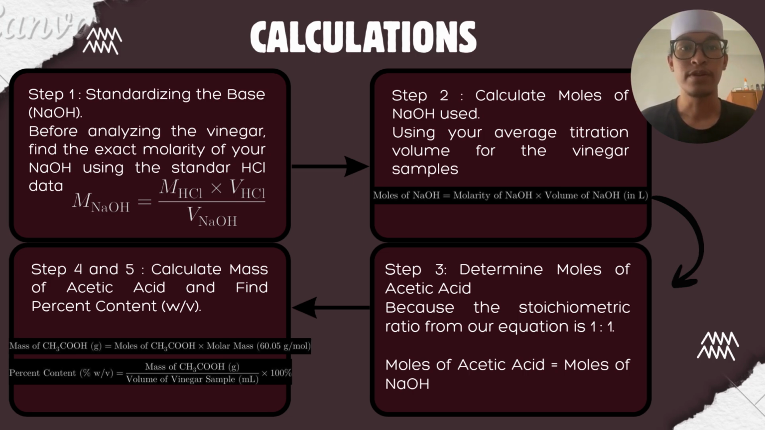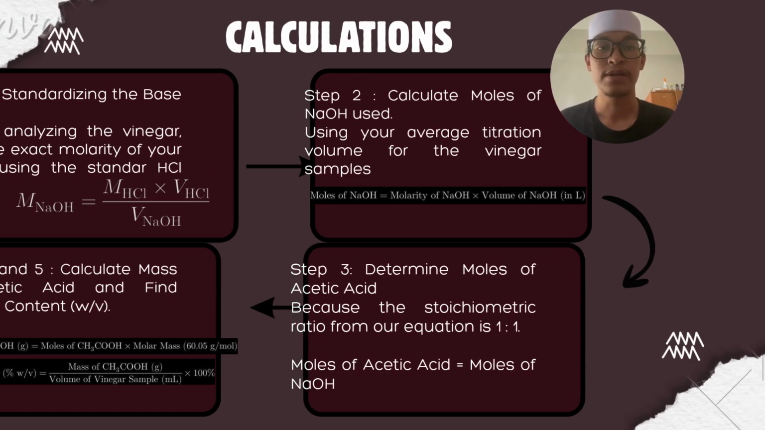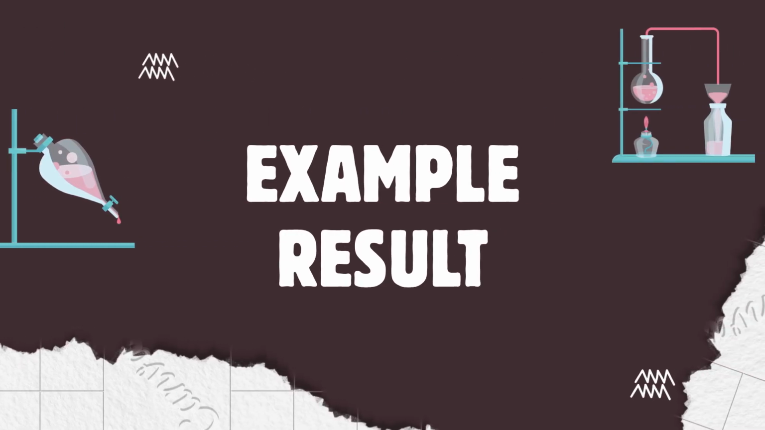Finally, step 4 and 5, we convert those moles of acetic acid into grams by multiplying by its molar mass of 60.05 grams per mole. From there, we find the final weight by volume percent content by dividing that mass by our original vinegar sample volume and multiplying by 100%.